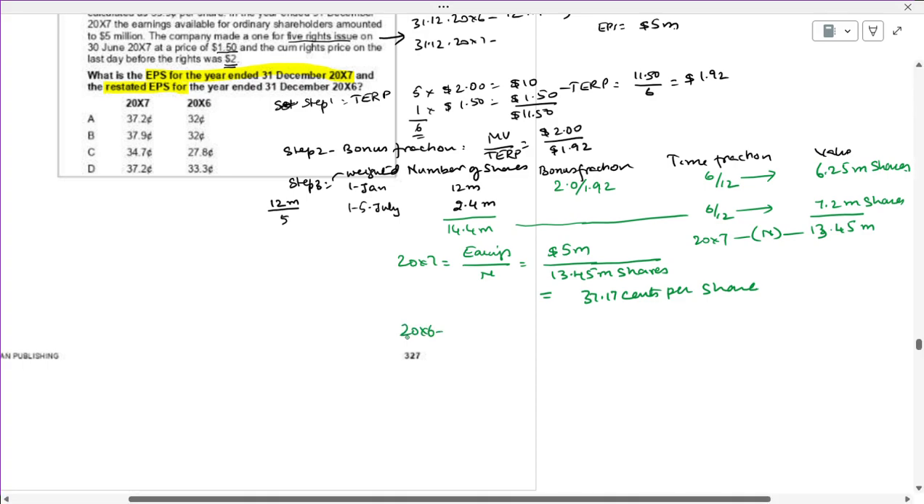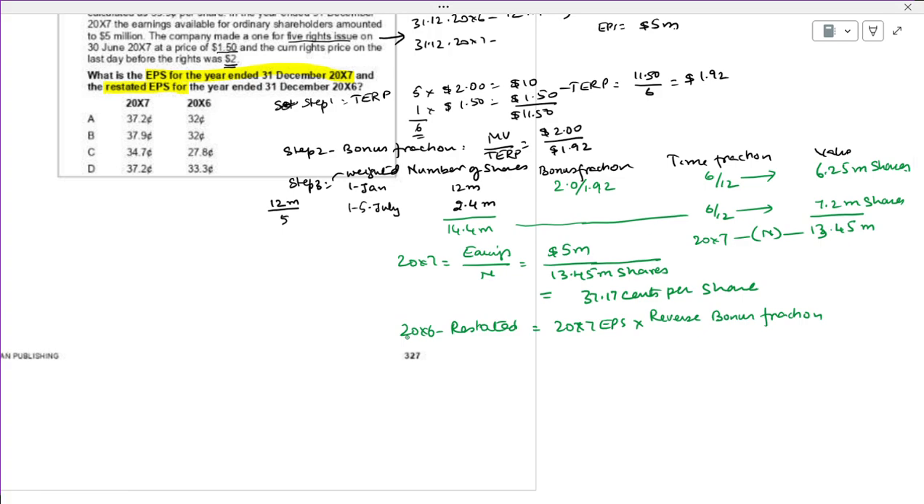2006 restated. When you say restated, 2007 EPS times reverse of bonus fraction. Okay, reverse of bonus fraction. Fine, that's the simplest way of understanding.